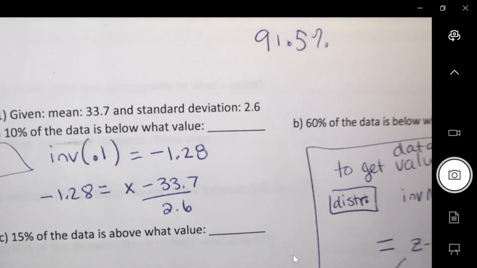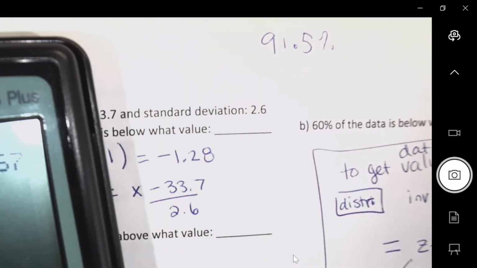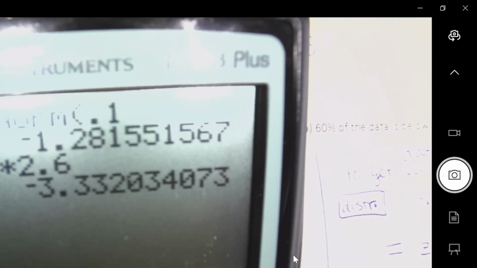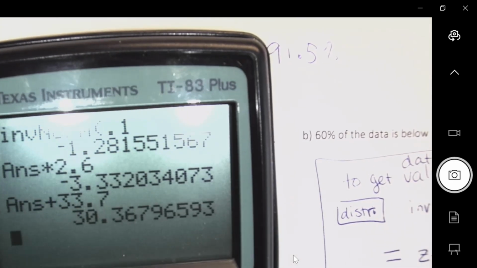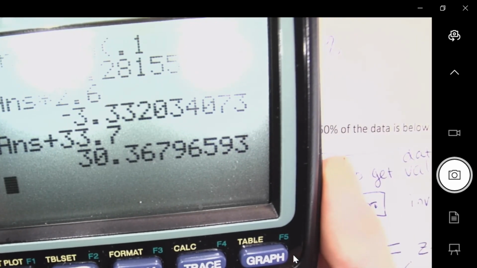Are we always going to do that for when we find inverse norm, always do that? Yeah, unless I just say what is the z-score. But if I say what is the value. Okay, you know what I would ask you to do? Can you leave that on your calculator and then go times 2.6? And then add your 33.7. You see how I didn't round it at all? I just left it all on there.